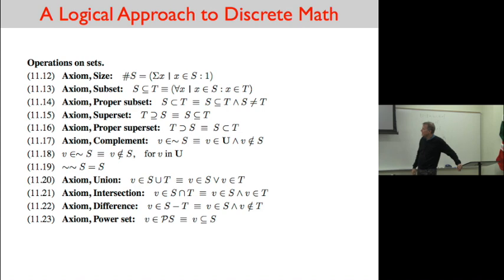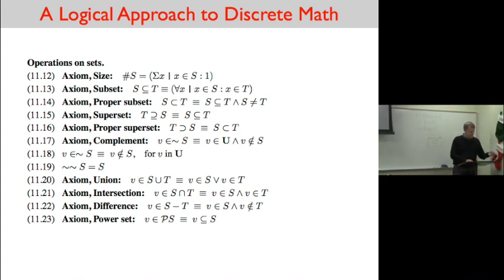And then 11.18 is a theorem. It says V is an element of the complement of S is the same thing as V is not an element of S. And you should be able to prove that. I didn't ask you to prove it, but it would be a nice one to prove. I think it would be pretty straightforward. How would you prove that? V is an element of the complement of S. You start with the left-hand side.